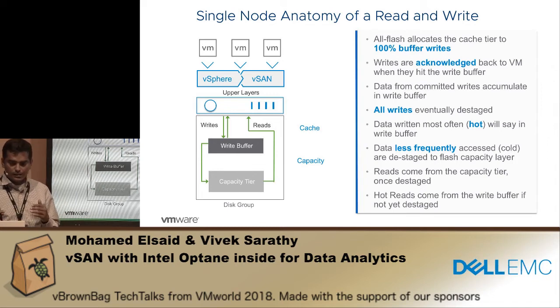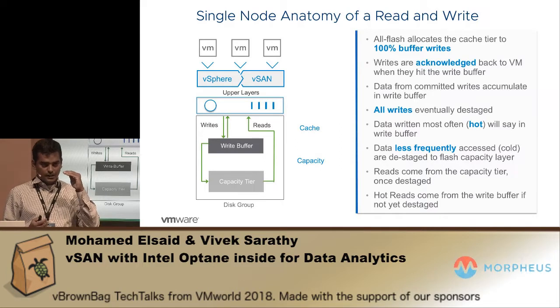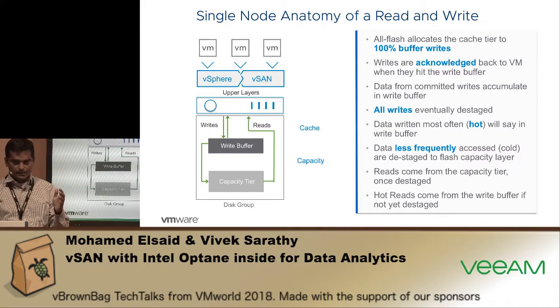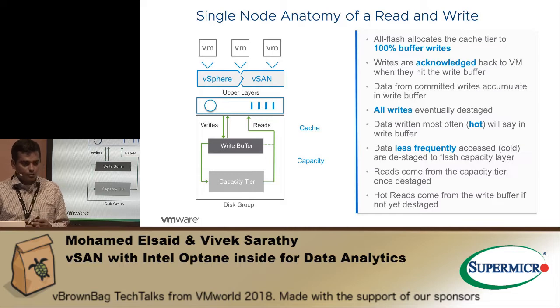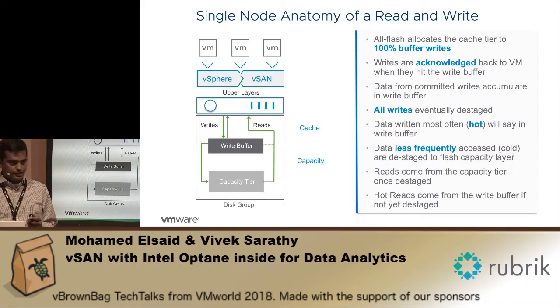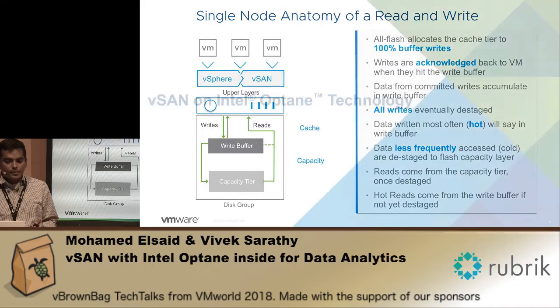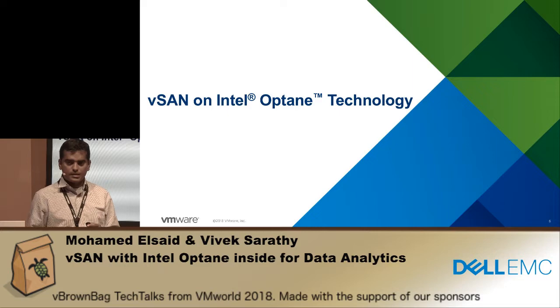Let me repeat this again. The caching tier acts as a 100% write buffer. All the writes go into it. After destage, your capacity tier acts as the read tier, right? So all the reads come out of the capacity tier. If there's a hot read scenario, and when I say hot read, what I mean is as soon as you write, there's a read operation that comes out, that gets serviced by the caching tier. Okay, so take this scenario and look at how Optane SSDs help, right?